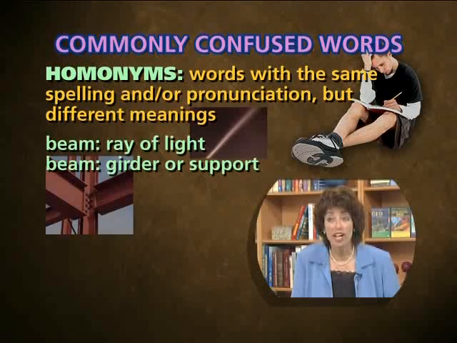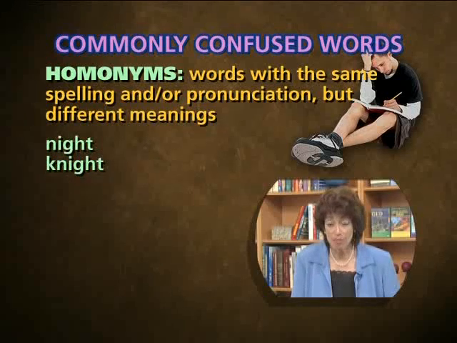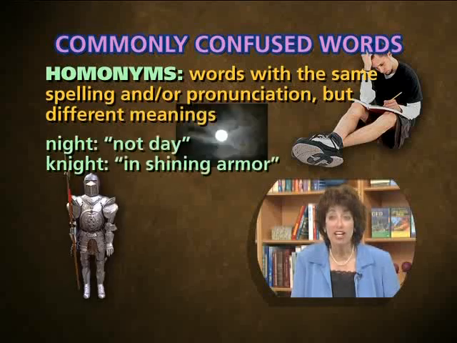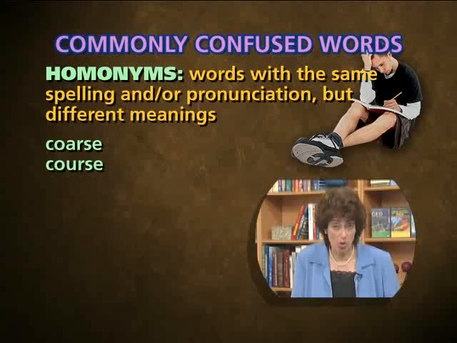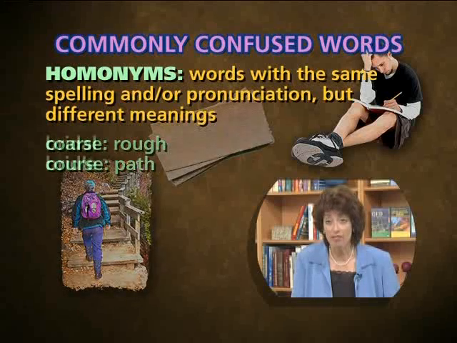Completely different. A ray of light and a girder or support has nothing to do with it. Night, two different spellings, but the exact same pronunciation, N-I-G-H-T, K-N-I-G-H-T. Night as in not day, and night as in knight in shining armor. You've got course and course, completely different spellings, same pronunciation. Course with the O-A is rough. Course with the O-U is a path.